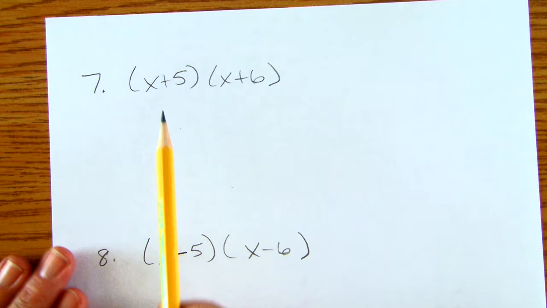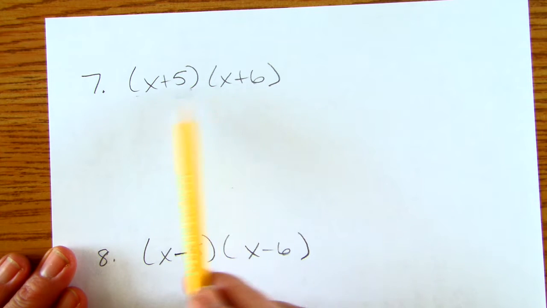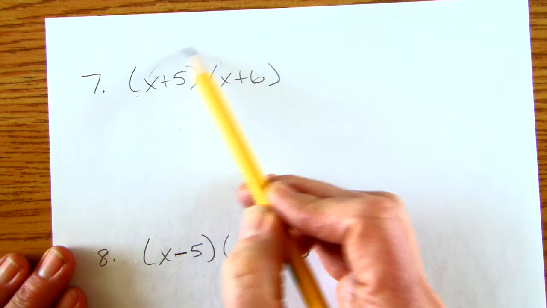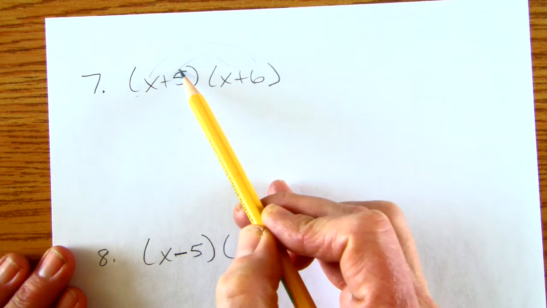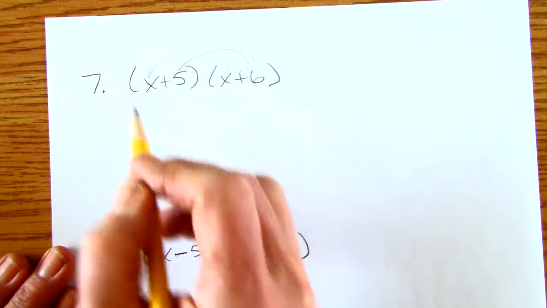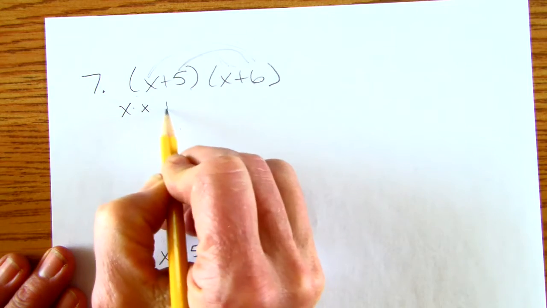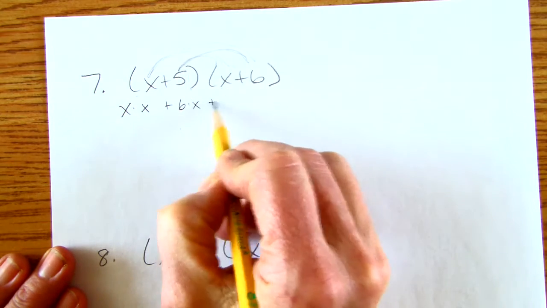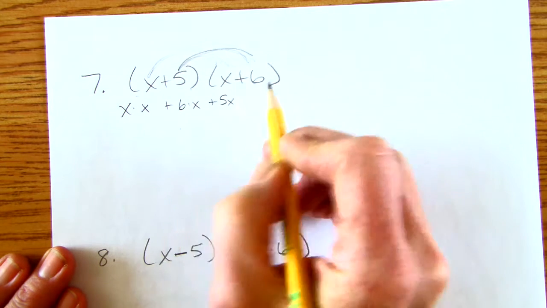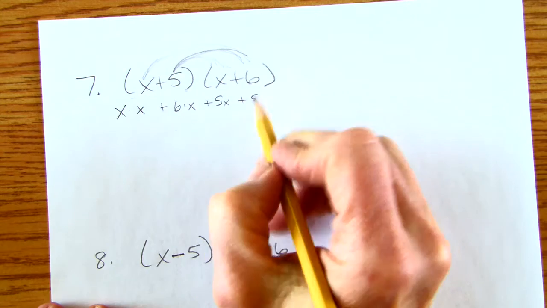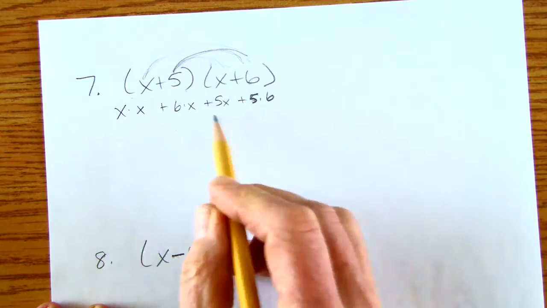So I'm multiplying two binomials using the FOIL method. If I distributed, I would go x to x, then x to 6, then 5 to x, and 5 to 6. Well, that just happens to be the FOIL method. First, x times x, plus outer, 6 times x, plus inner, 5 times x, plus last, 5 times 6.